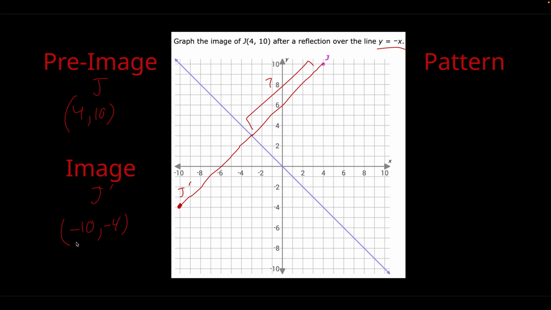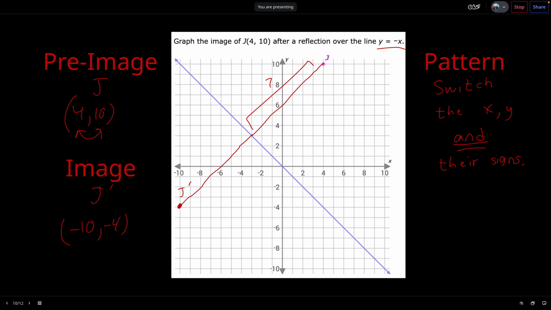And now let's see if we can find the pattern here. If you want to pause the video and think about how did we go from J to J prime, but the answer is coming in 3, 2, 1. So here we switch the x and the y, and we change the sign on both, right? So it was 4, 10, it became -10, -4. So in words, switch the x and the y and switch their signs. For math notation, if you're interested, you start with xy and you end up with -y, -x, where you switch both of them.